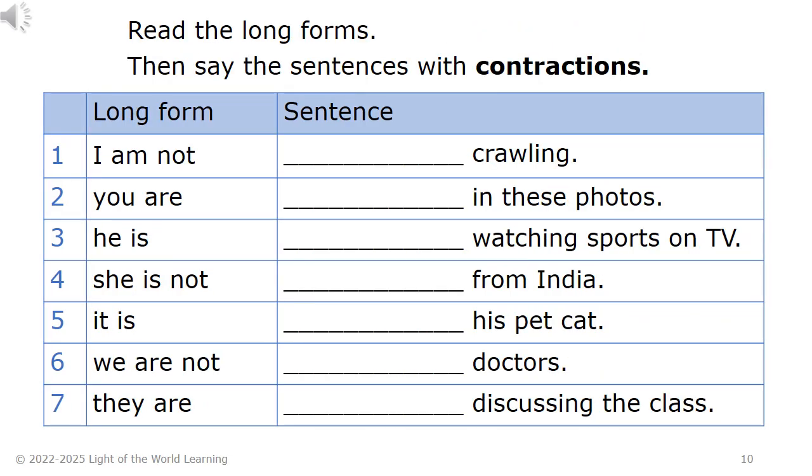Read the long forms, then say the sentences with contractions. Long form, sentence. 1. I am not. I am not crawling. 2. You are. You're in these photos. 3. He is. He's watching sports on TV. 4. She is not. She's not from India. 5. It is. It's his pet cat. 6. We are not. We're not doctors. 7. They are. They're discussing the class.